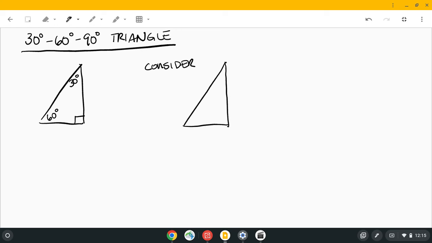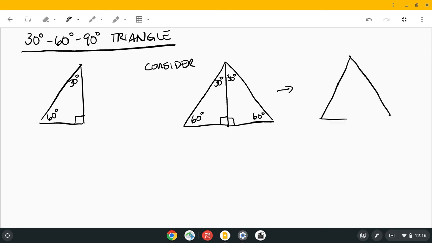So this is what I have right now, right? And this is 30, and this is 60. Right? And so what I'm doing is I'm going to draw another one over here. And so this is 60, this is 90, and this is 30. Right? So I have 2 30, 60, 90 triangles, right? So what that looks like is this.